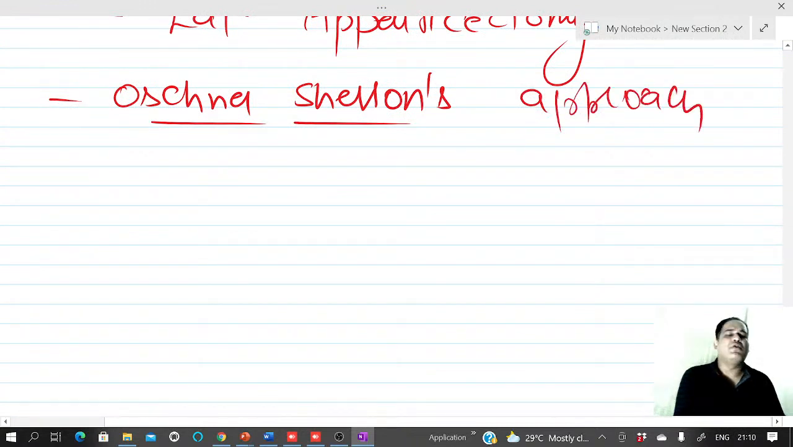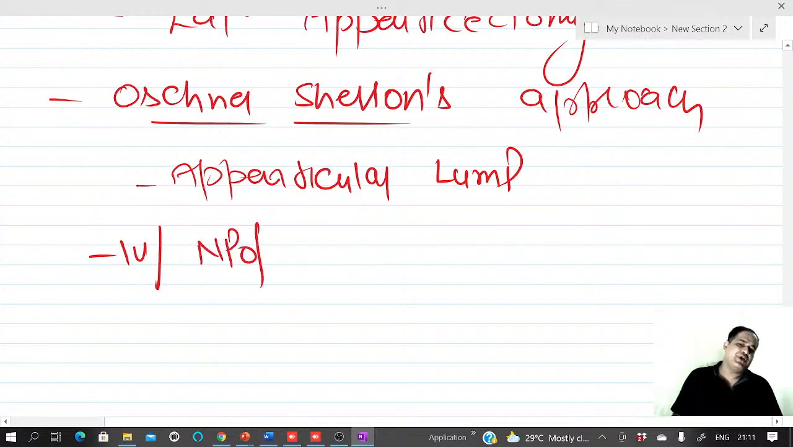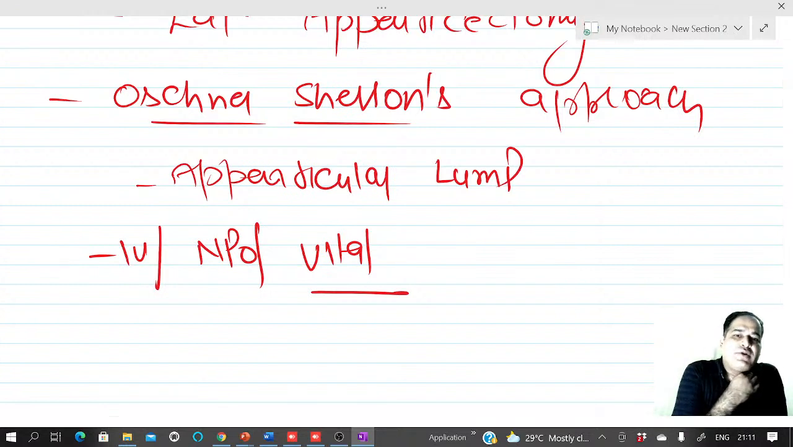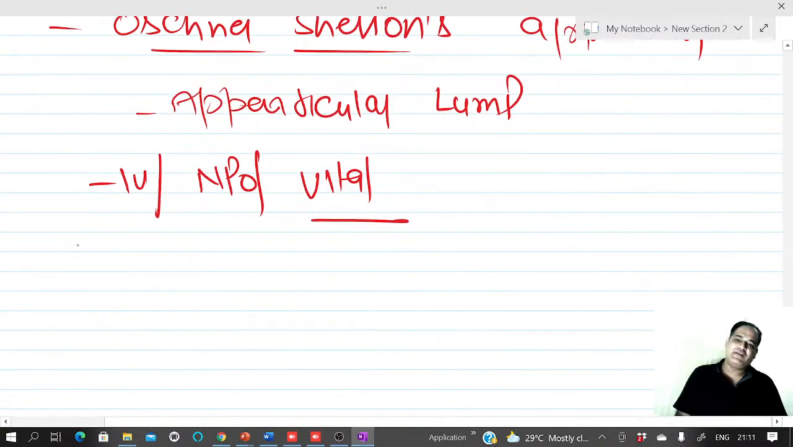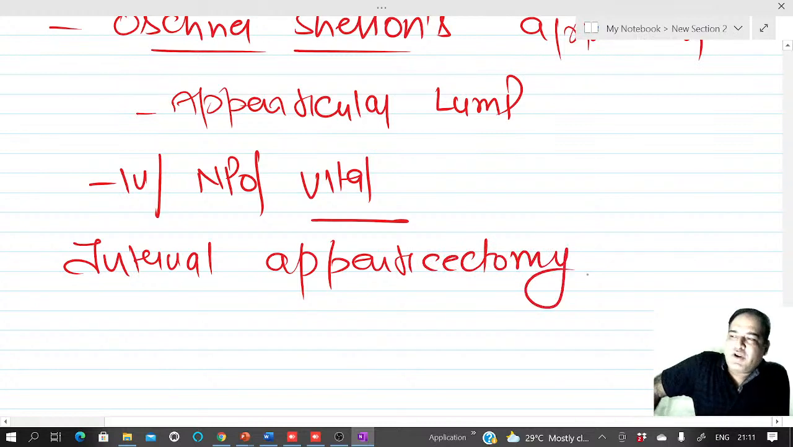Ochsner-Sherren's approach, if you are not able to operate within 72 hours and an appendicular lump forms, that is a non-operative approach. You give IV antibiotics, IV fluids, you keep the patient NPO, you keep on measuring the vital parameters of the patient. Fine. Ochsner-Sherren's regime, that is non-operative treatment of appendicitis. This should be followed by interval appendicectomy.